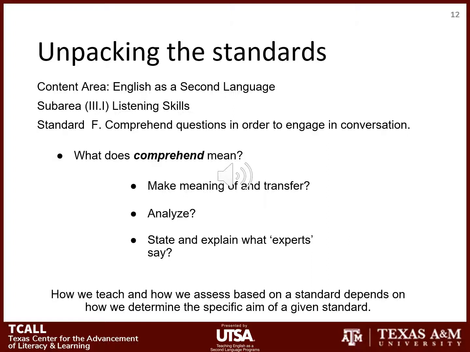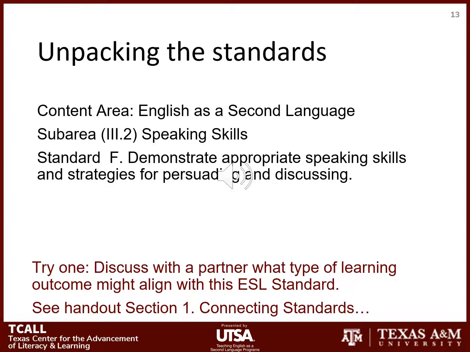So our first lesson is how we teach and how we assess based on a standard depends on how we as individual teachers determine what the specific aim of a given standard will be for a specific lesson. So now if you'll turn to your handout on page 1, the section number 1 called Connecting Standards to Learning Outcome Types. You'll see just below that title that the 6 types of understanding are listed for you there. And the task for you right now, together with a partner, is to figure out what are the potential types of learner outcomes that are connected to the 2 different standards that are listed for you on the handout.